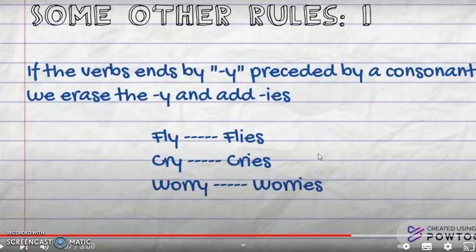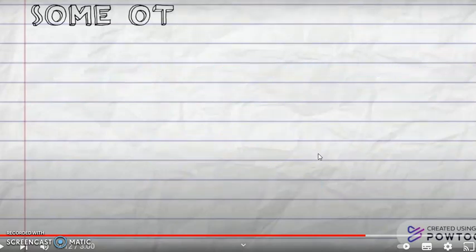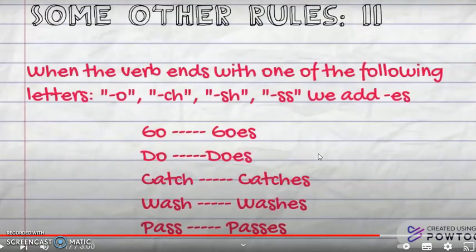And finally, we have another rule, and this is the last rule. When the verb ends with one of the following letters or combinations, O, CH, SH, or double S, we add ES. For example, go, goes. Do, does. Catch, catches. Wash, washes. Pass, passes. Now, let's see some examples.